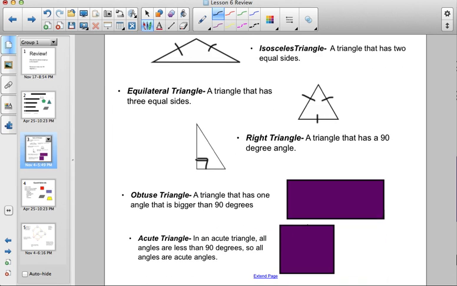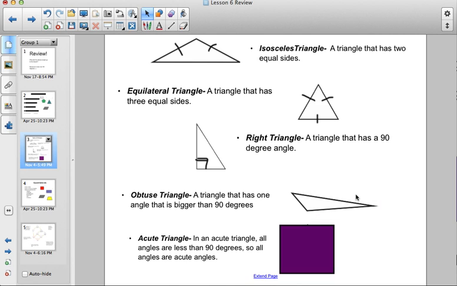Alright, so now we are going on to obtuse triangles, and that is a triangle that has one angle that is bigger than 90 degrees. So, if you could draw an obtuse triangle, it should look something like this. As you can see, this angle is greater than 90 degrees. If it were 90 degrees, it would go straight up right here.